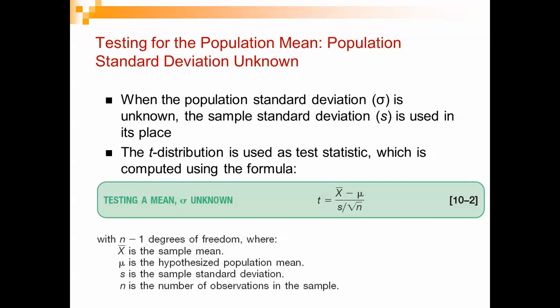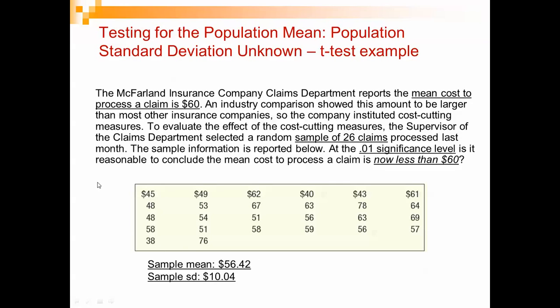And the next scenario that we have is about insurance. The McFarland Insurance Company Claims Department reports the mean cost to process a claim is $60. An industry comparison shows that this amount to be larger than most other insurance companies, so the company instituted cost-cutting measures. To evaluate the effect of the cost-cutting measures, the supervisor of the claims department selected a random sample of 26 claims processed last month. The sample information is reported below.